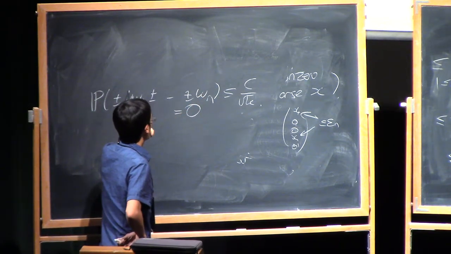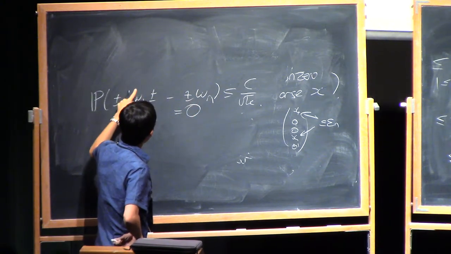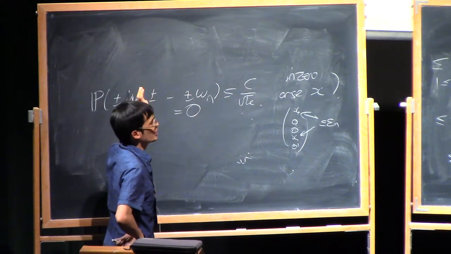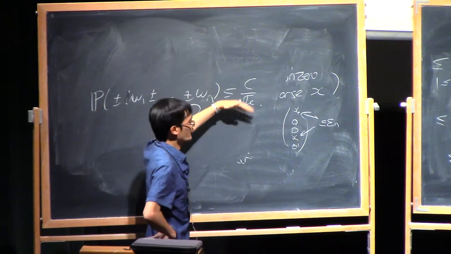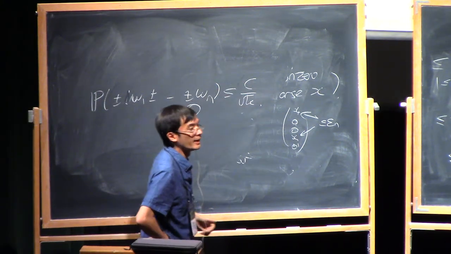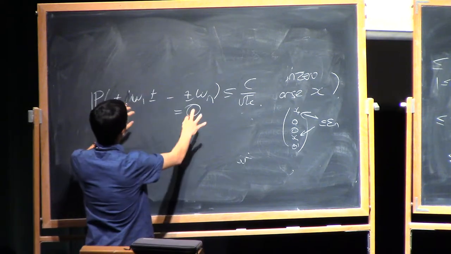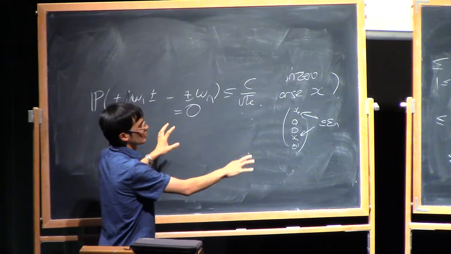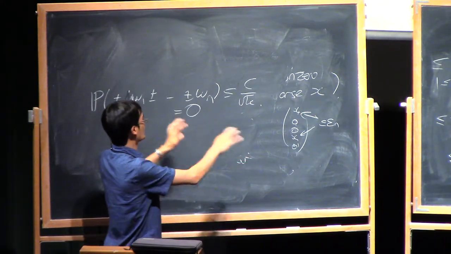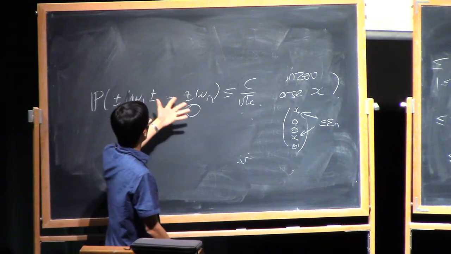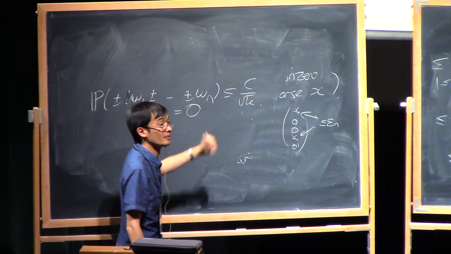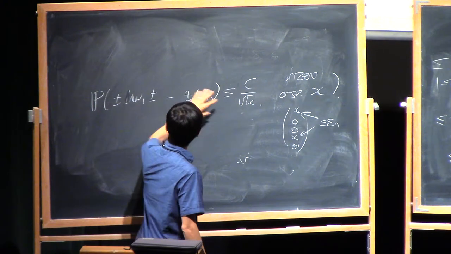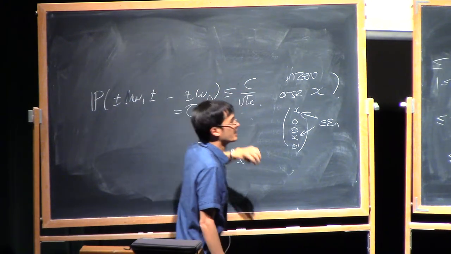But in practice, you can use more sophisticated estimates. If the omegas are not equal, then it turns out that you can do better than this. For example, if you have k non-zero entries and they're all different, then this 1 over root k improves, I think, to 1 over k to the 3 halves. In fact, for most omegas, if you pick n real numbers at random, just generically, they should have no linear relationships between them whatsoever. And in fact, this probability should be like 2 to the minus n, exponentially small in n. So for most omegas, you can actually improve this number by quite a bit.